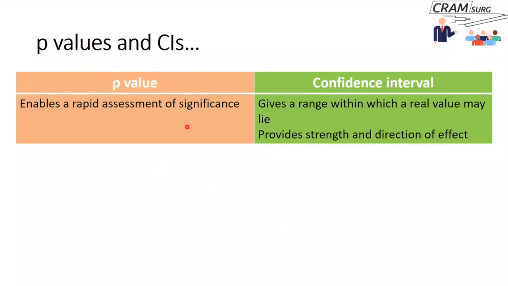So, going back to both p-values and confidence intervals, let's compare them. P-values enable a rapid assessment of significance. If somebody's got a p-value for you, you look at it and you know straight away whether it's a significant result or not. While a confidence interval gives you a range within which the real value may lie. So it also provides you the strength of the association, so you know how likely the association is and how strong it's going to be, and it tells you the direction of effect. So if it's a relative risk of more than 1, you know that smoking increases risk of infection. If it's a relative risk of less than 1, like 0.7, 0.8, then you know that smoking may be associated with less infection. So the confidence interval gives you both strength and direction of the effect.